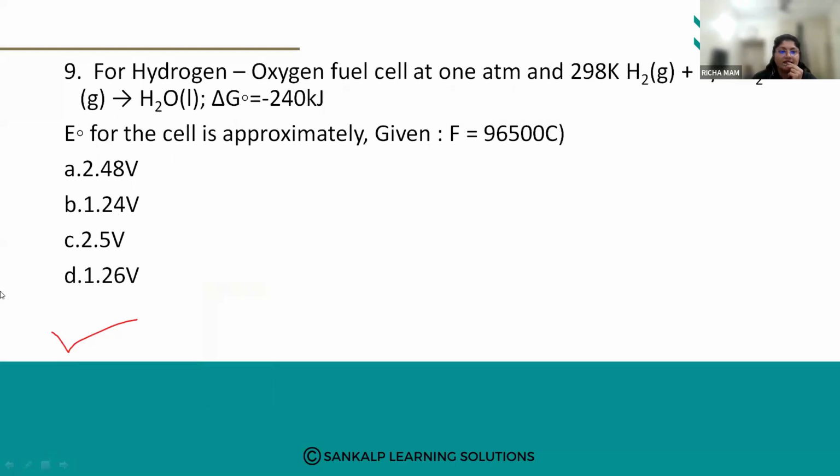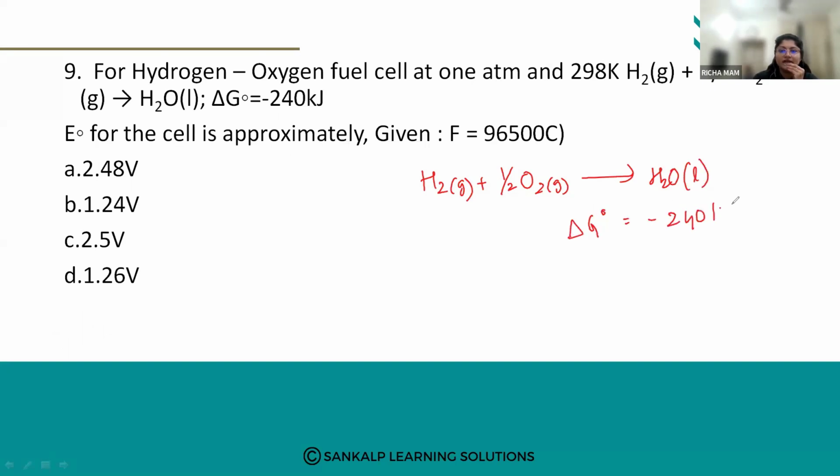Okay, fine. Let us go for the next question. For a hydrogen oxygen fuel cell at 1 atm pressure and 298 Kelvin, H2 gas plus half O2 gas gives you H2O water, and the delta G naught is equal to minus 240 kilojoules. So E naught for the cell is approximately? What is the E naught of the cell?